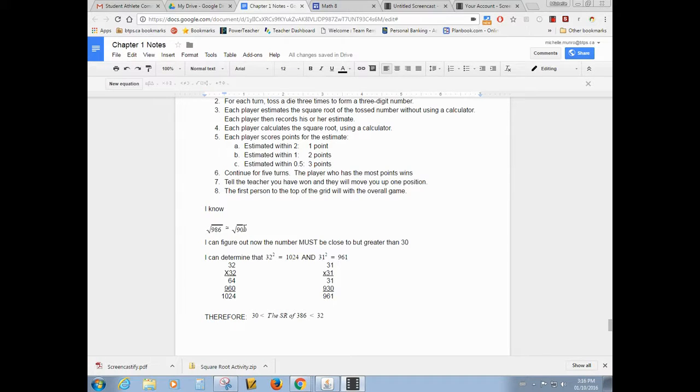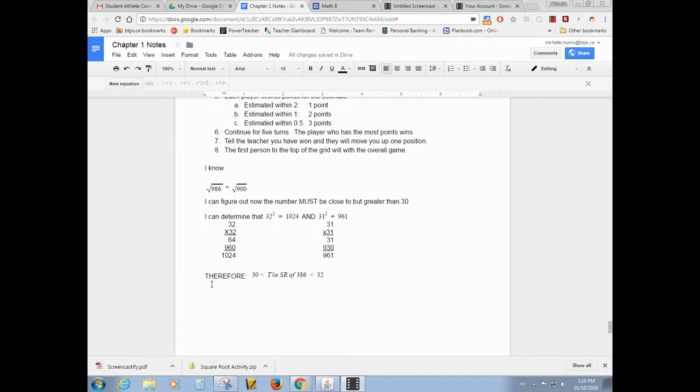Okay, so we know that the square root of 986 is approximately equal to the square root of 900, and so we can say that the number must be close to 30. So I can figure out using pen and paper that 32 squared is going to equal 1024. I can also figure out that 31 squared is 961. So therefore I must know that 30 is less than the square root of 986, and that the square root of 986 is less than 32.